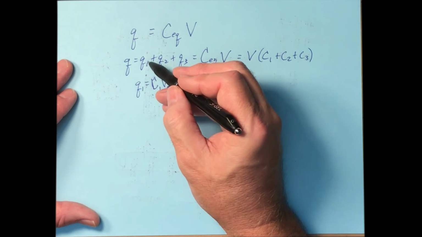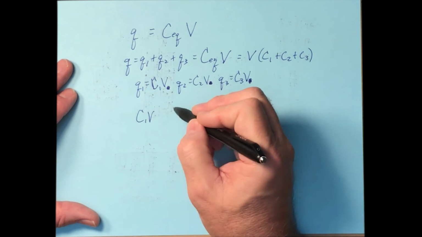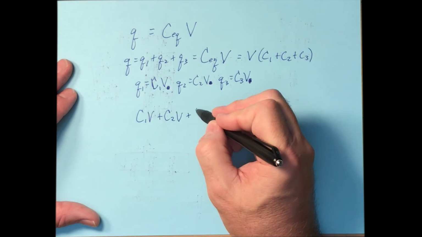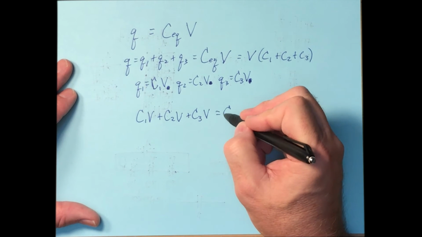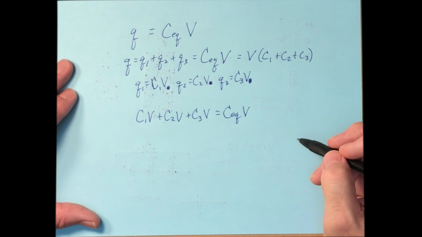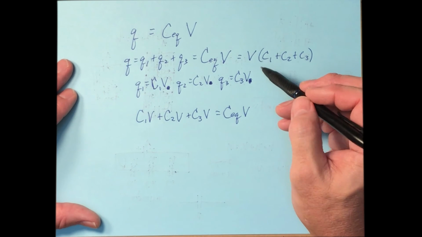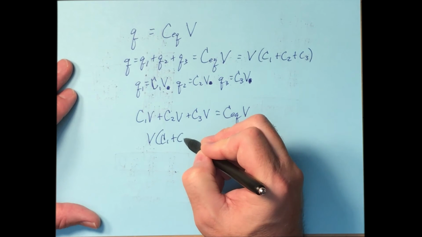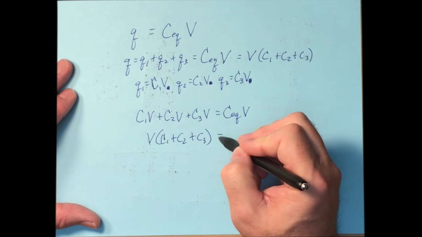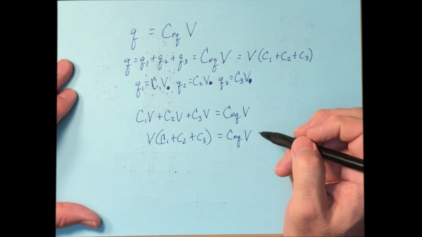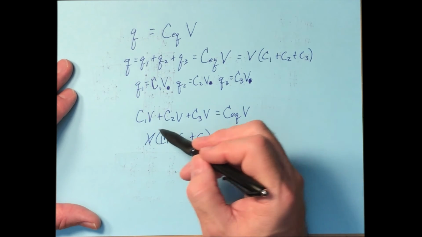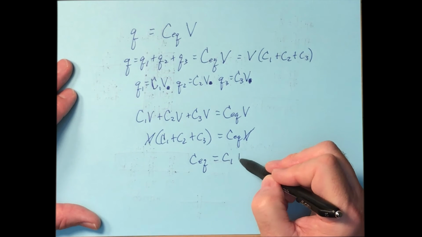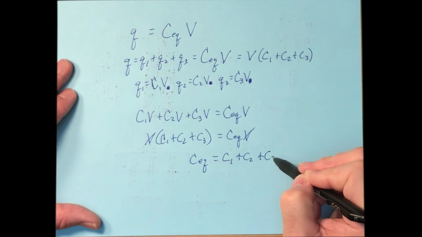All right, if that's the case, then this Q1 is C1V, plus this Q2 is C2V, and now Q3 is C3V, and all of that is equal to C equivalent times V. Now do what I did up here. Factor out the V. C1 plus C2 plus C3 equals C equivalent times V. And what do I have? The V's cancel. So the C equivalent is C1 plus C2 plus C3.